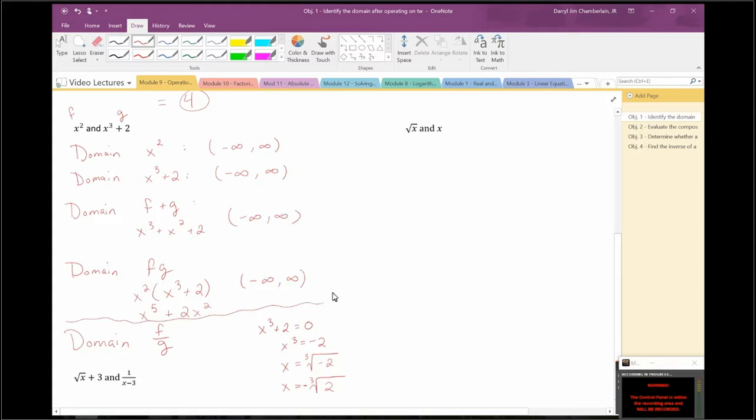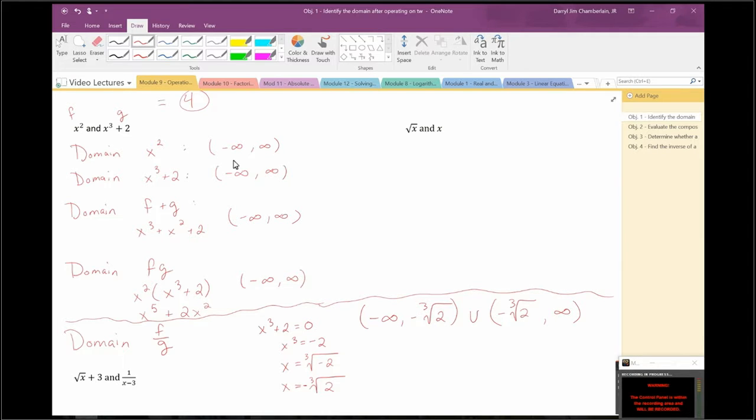So for this last example, all of these others, the domain of adding, subtracting, and multiplying these two functions was the same as the originals. This last one, we had this special case where we're going to have to throw out negative cube root of 2. So the domain would be negative infinity to negative cube root of 2, union negative cube root of 2 to infinity. So we have that one special case, but otherwise it basically looked like the domain of the original functions.